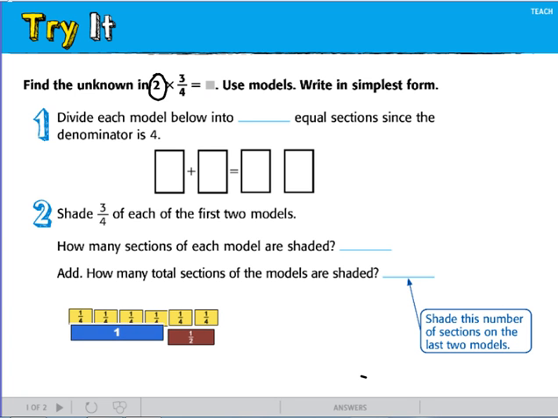So what I want to see on your desk is that you have 6/4, and then either on top of it, like this, or below it, I want you to have 1 1/2, showing me that you understood that you could reduce it.